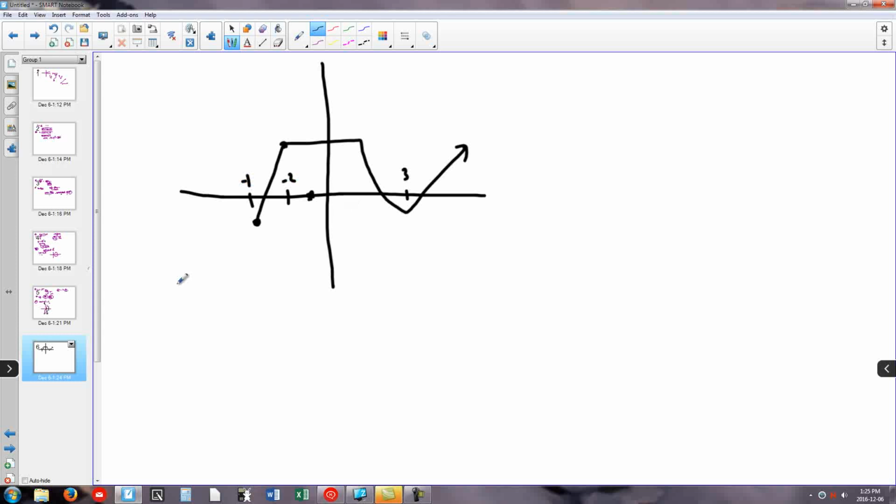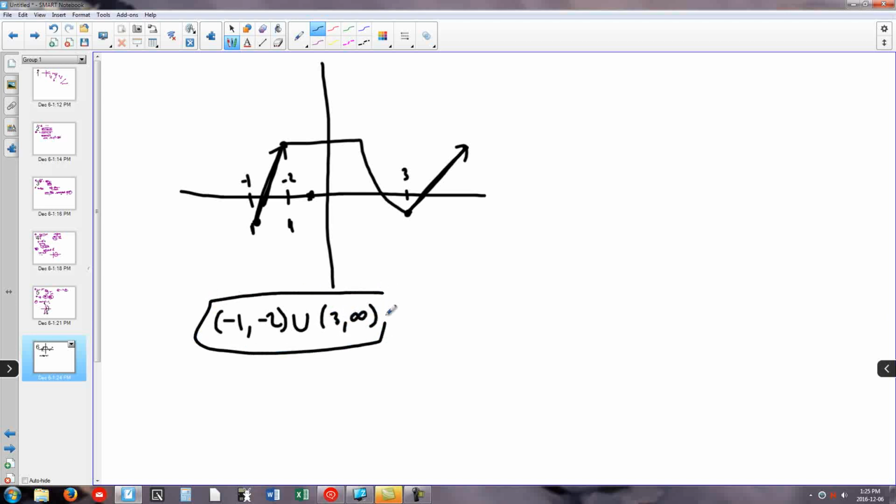We ask the question, when is the function increasing? From here to here, all along the surface, the graph is on an upward trend. So that means from negative 1 to negative 2. That is the period of time when it's increasing here. But there's another over here, starting at 3 and going out forever or infinity. That is the area or total areas where the graph is moving upward.